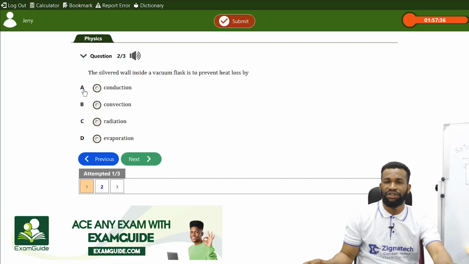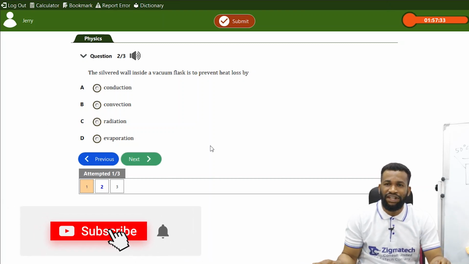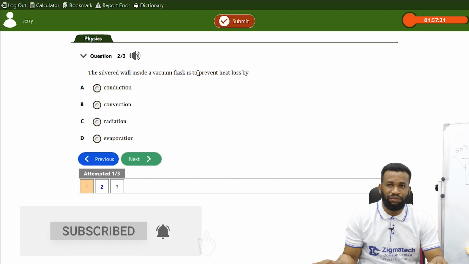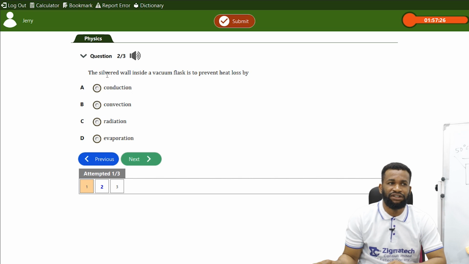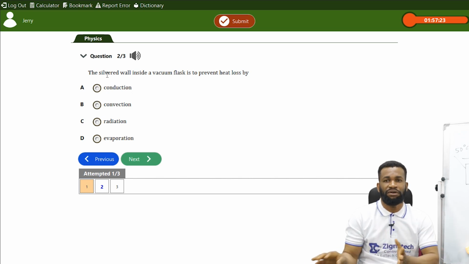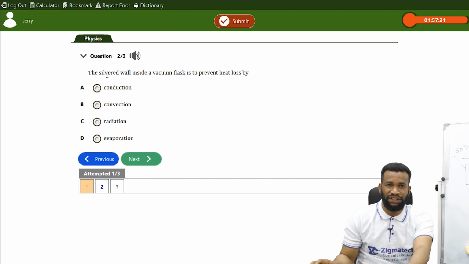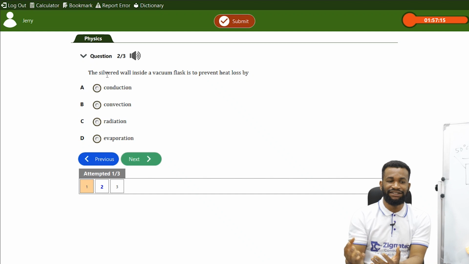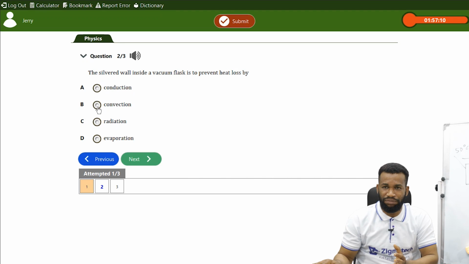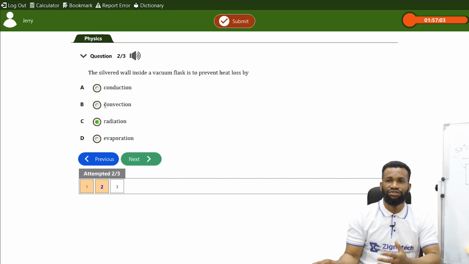So let's go to the next question. The silvered wall inside a vacuum flask is to prevent heat loss by what? When we talk about a silvered surface, we are talking about a surface whose emission of heat is reduced. Therefore, it should be radiation. Good, it should be radiation. It can't be conduction, it can't be convection, it can't be evaporation. It is radiation. So a silvered surface is to reduce heat loss.